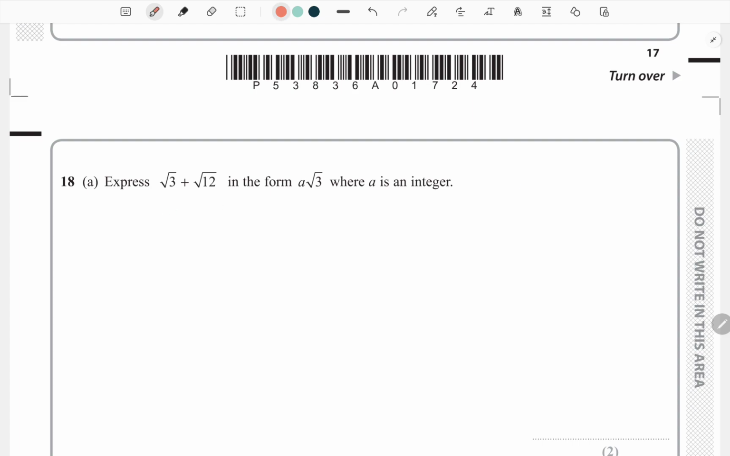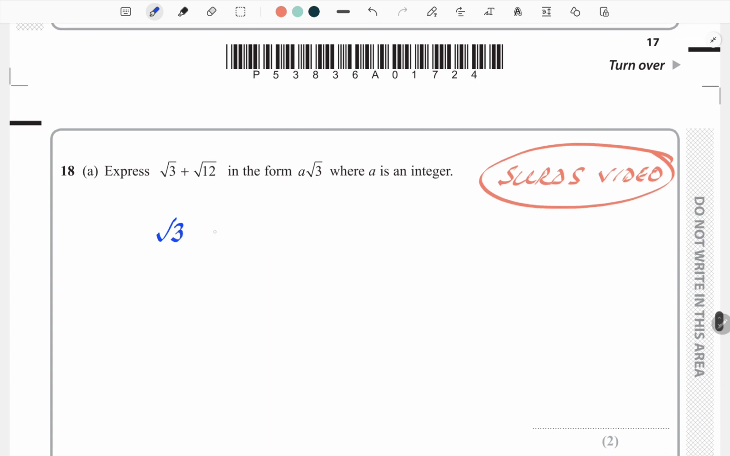Surds, again, as I said before, there's a surds video on my channel that I've done, so check that out if you need. And for this one, all we're going to do is convert everything into the simplified surd version. So root 12 is the same as root 4 times 3. That effectively is root 3 plus root 4 is 2, and then you're left with a root 3. So that actually comes as a total: 1 root 3 plus 2 root 3 is 3 root 3.